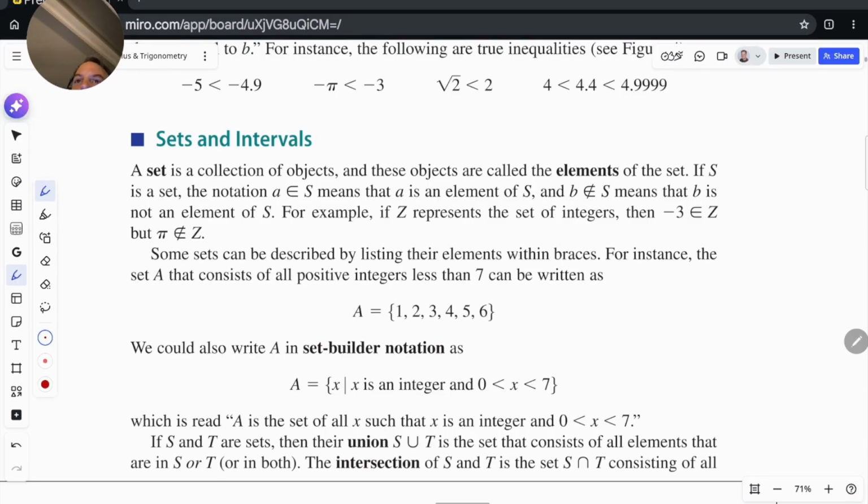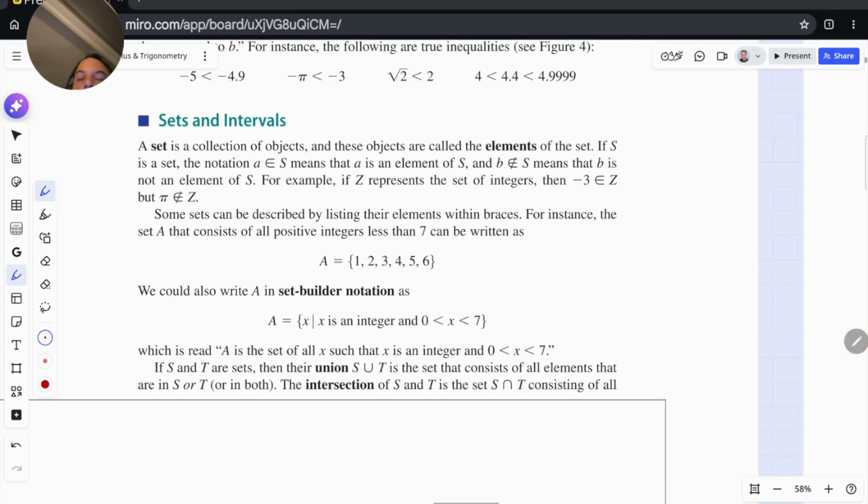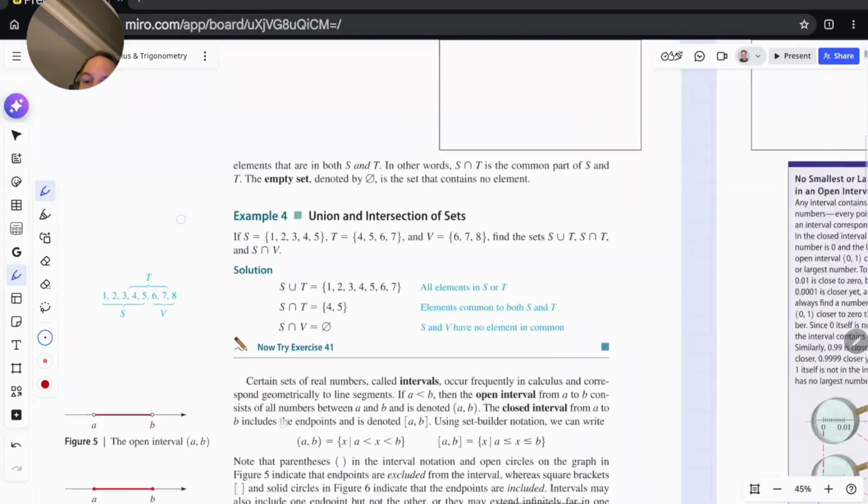Now, a union means all elements in S or T or both. So list every element that appears in at least one of the two sets with no repeats. Now we'll move on to example 4 for a union and intersection of sets. A union just means all elements in S or T or both, and we'll list every element that appears in at least one of the two sets with no repeats. Let's take a look here at example 4.